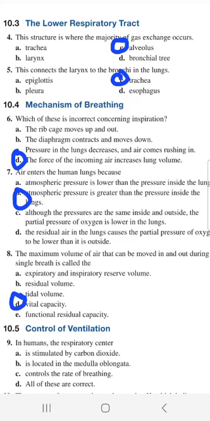Option A, expiratory, is basically during expiration, in which you exhale air. Normally you exhale air, but expiratory reserve volume measures the amount that you can forcefully exhale out of your lungs. The same thing with inspiratory reserve volume. It measures the amount of air that you can forcibly inhale into your lungs, like when you're taking a deep breath. But the maximum volume of air that can be moved in and out during a single breath is called the vital capacity.